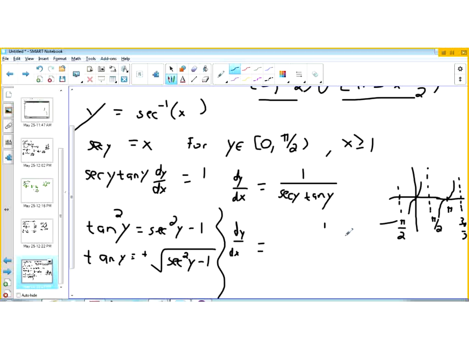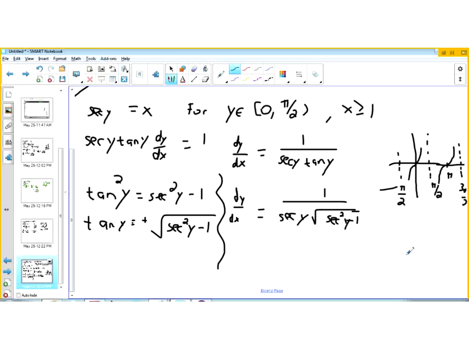So dy over dx is equal to 1 over secant y times the square root of secant squared y minus 1. Making sure I'm correct here. Okay. All right.